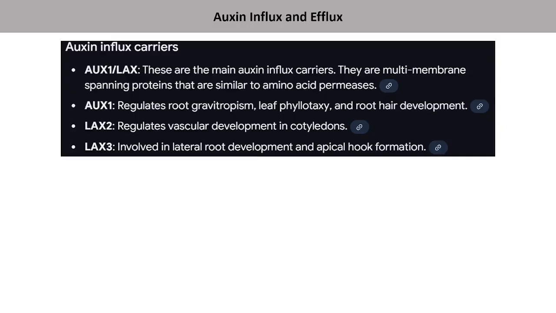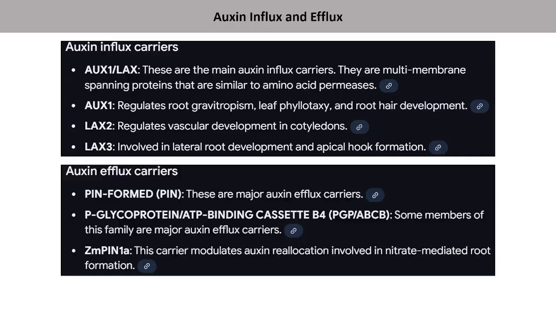Okay, and then talking about the auxin efflux carriers, there are three types. One is called PIN form, also called PIN. This is the major auxin efflux carrier. Then the other one is called PGP or ABCB carrier. The members of this family are also major auxin efflux carriers. And the third one is ZmPIN1a. This particular carrier will modulate the auxin relocation in nitrate mediated root formation. Okay, so these are the three kinds of auxin efflux carriers.